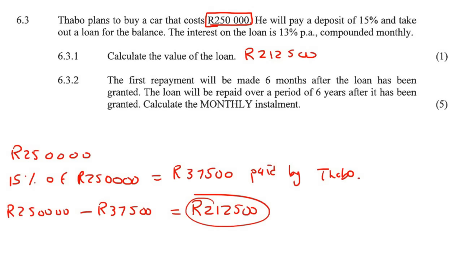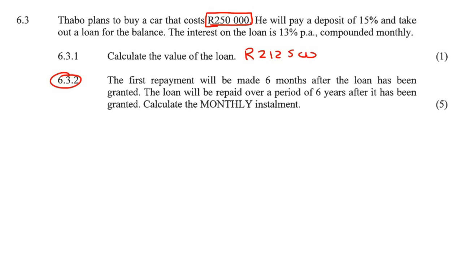This question: the first repayment will be made 6 months after the loan has been granted. The loan will be repaid over a period of 6 years after it has been granted. Calculate the monthly installment. That's quite a good one. Because it's a loan, we're going to use the present value formula: x times 1 minus (1 plus the interest) to the negative n, over i.